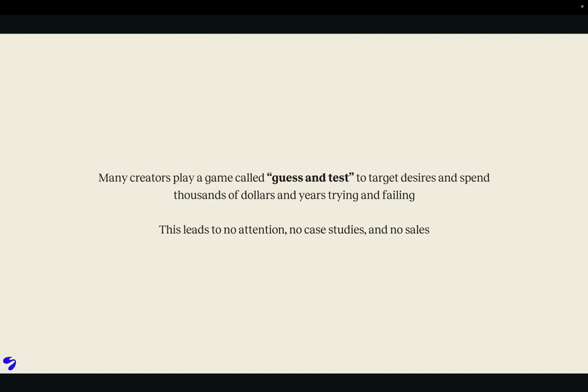That's because oftentimes we're playing a game called guess and test. We try and target desires, and we spend thousands of dollars and years trying and failing. We guess what people want, we create some sort of solution to it, and we test it, we provide it, we try and share it, and then we realize, maybe people just aren't that interested in it, or maybe they are and we just didn't target it very well, or I don't know, it just doesn't work. And this leads to no attention, no case studies, and no sales, and no impact.